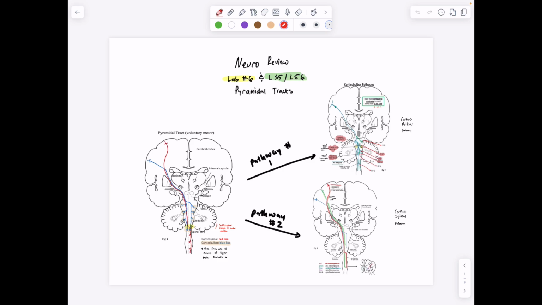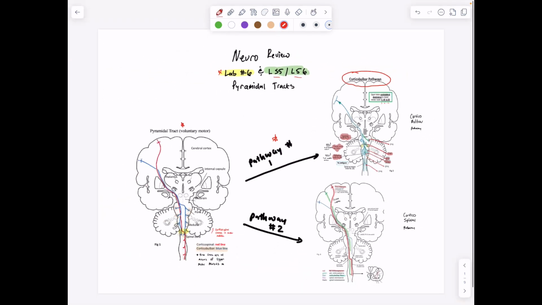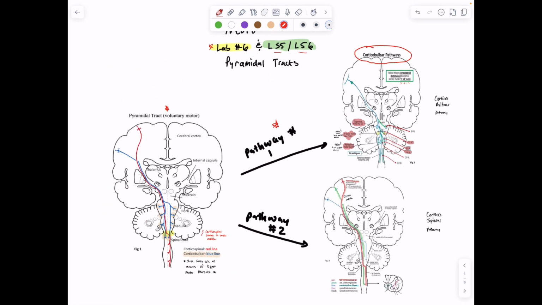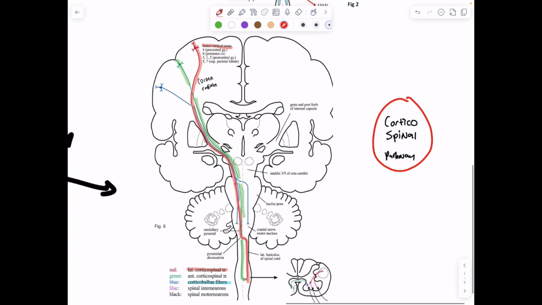This is a review video for lecture 55 and 56, which covers lab 6 material. This is on the pyramidal tracts, and as you may recall, pyramidal tracts are for dealing with voluntary motor control of the head and neck region, which is going to be pathway 1, which we'll call the corticobulbar pathway. And then the second pathway of the pyramidal tract is the corticospinal pathway, which is going to do voluntary movement of the torso of the body and then the limbs, like arms and legs.